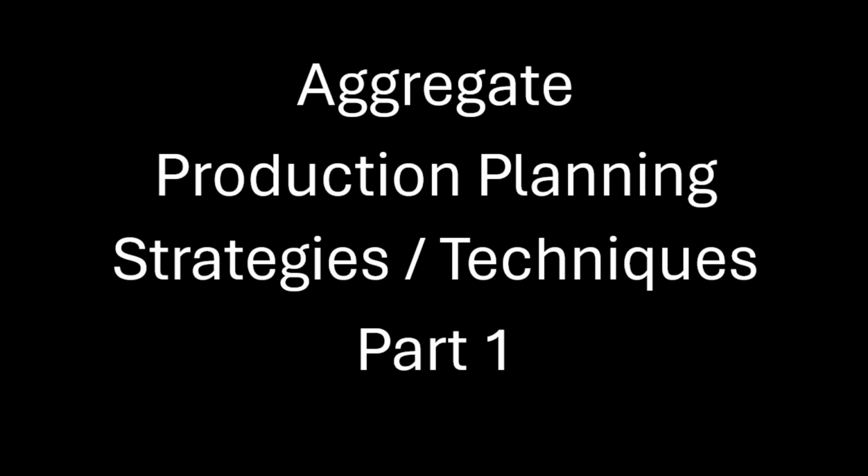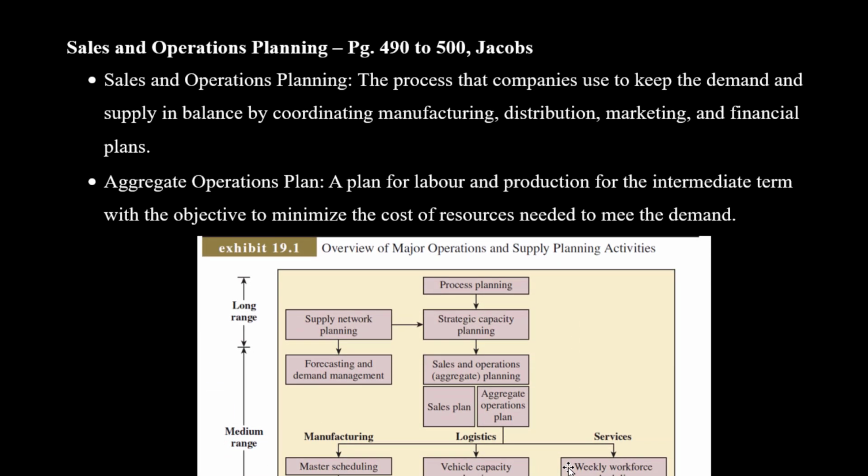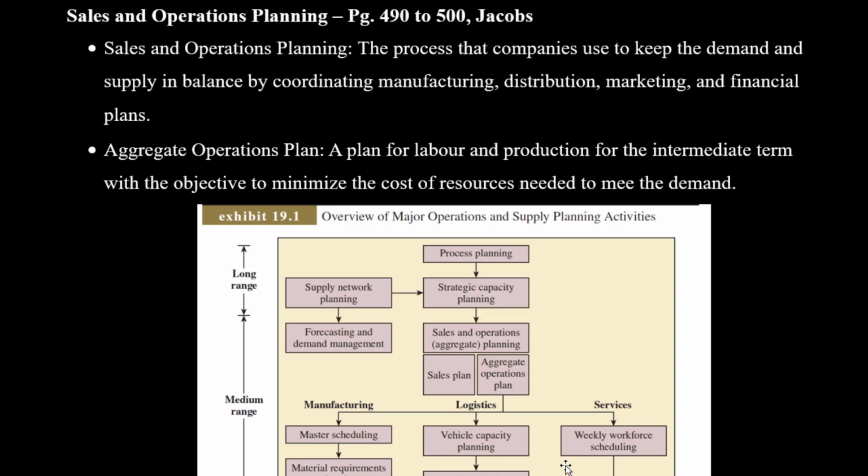In this video we are going to see how to go about aggregate production planning strategies or techniques and the calculations involved. Since there are four different strategies, I am going to cover the first strategy in this part 1. But before starting the calculations, let us first understand briefly the sales and operations planning and aggregate operations plan.